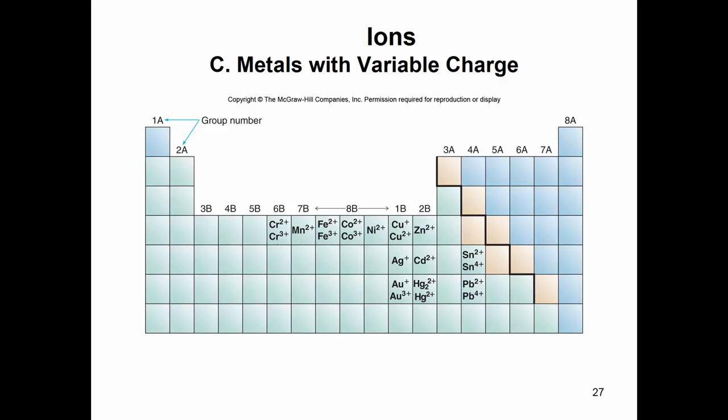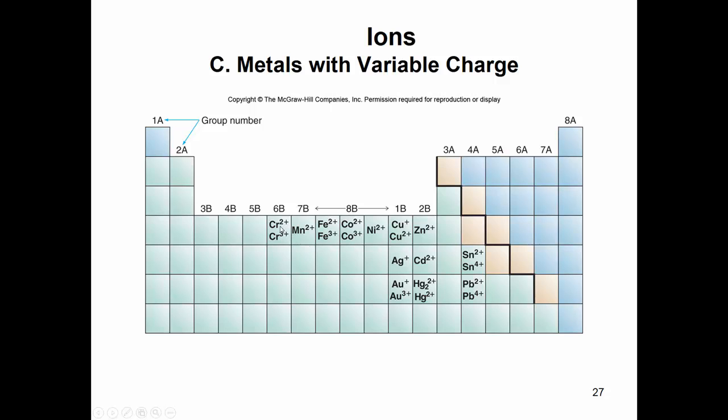Hi again. This is the video series on how to name and write formulas for ionic compounds. If you watched the previous video, we looked at naming ionic compounds when you have a metal that's in group 1, 2, or 3. And group 1, 2, and 3 metals always form the same ionic charge, 1, 2, or 3. If you look at the periodic table here, there are some metals that have what we call variable charge, meaning that they can form different ionic charges.